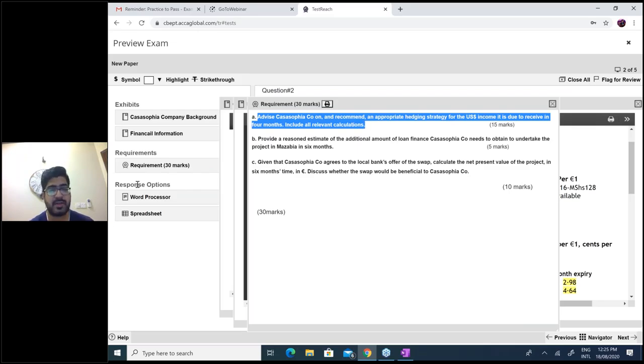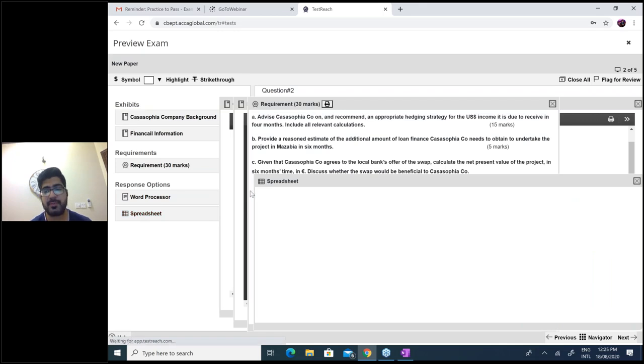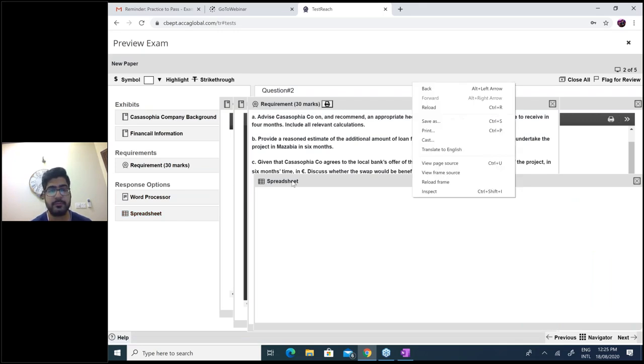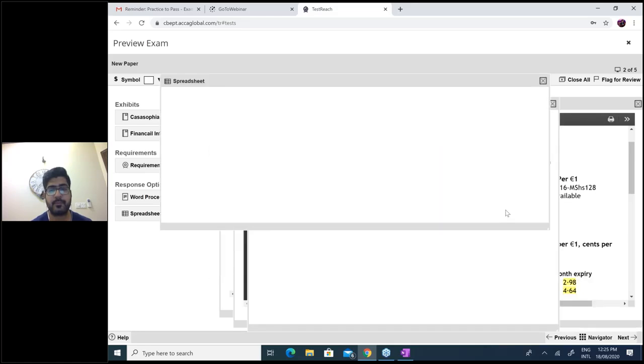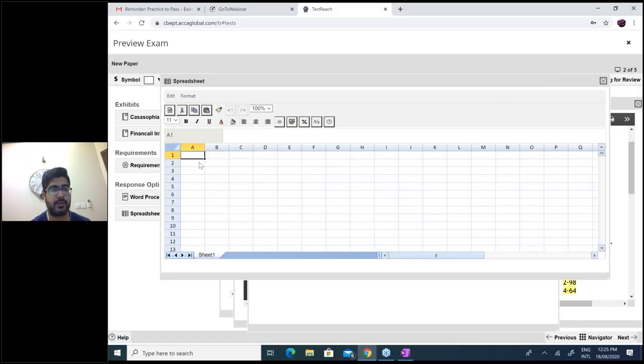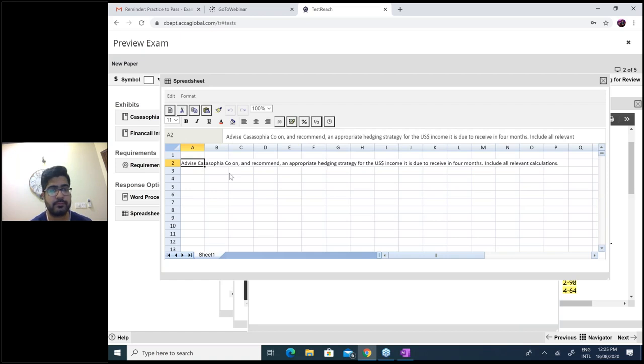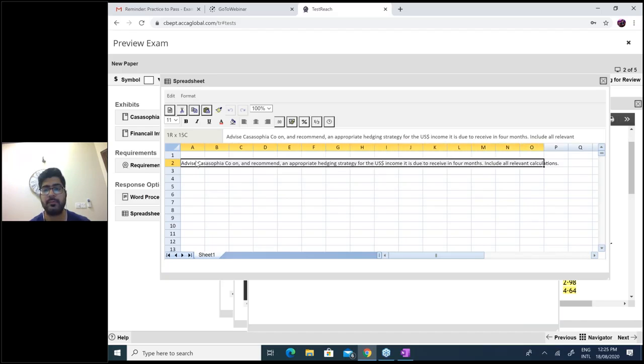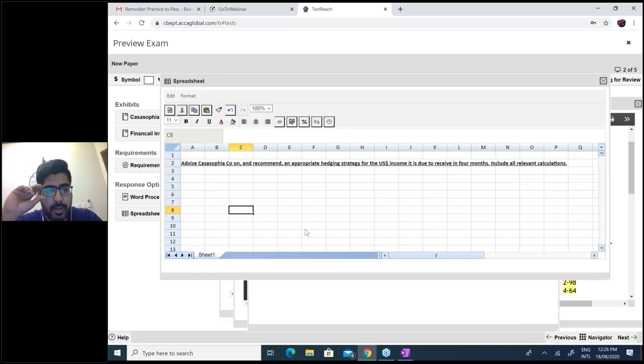My response should be on Word or spreadsheet, it is up to me, my choice. If I open the spreadsheet, so advise Casa Sofia on and recommend an appropriate hedging strategy for the US dollar income. What is the US dollar income it is due to receive in 4 months?